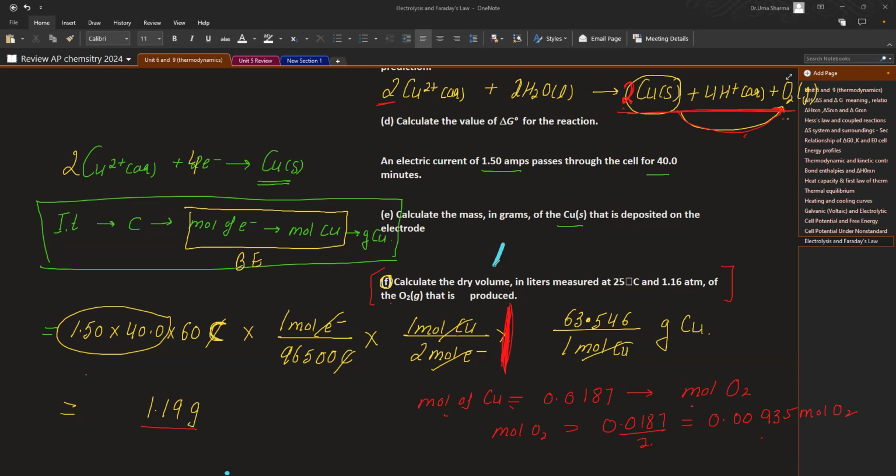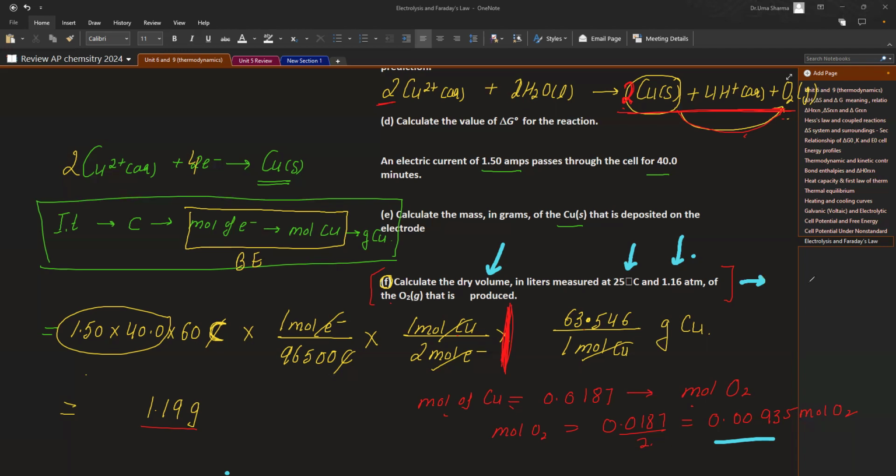They are asking to calculate the volume. They have given the temperature, they have given the pressure, and I calculated moles. So what should I do? No, Vinaya, this is not STP condition. Is this STP condition, Vinaya? You can use 22.4 liters at STP. I cannot use. So what should I use?